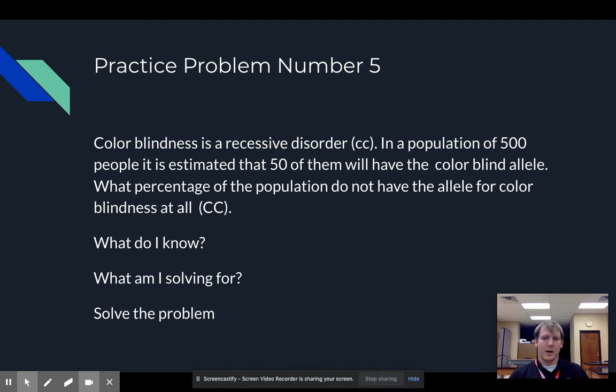All right, so to find P squared, I'm going to take 0.9 times 0.9, and that should give me my answer. Okay, 0.9 times 0.9 is 0.81, or 81% of the population. Okay, 81% of the population are not colorblind at all. They do not have that allele.